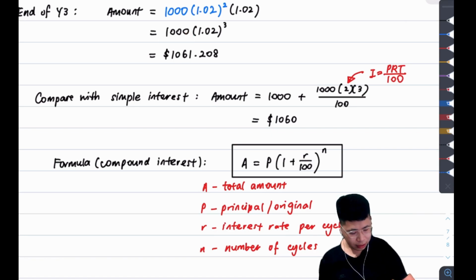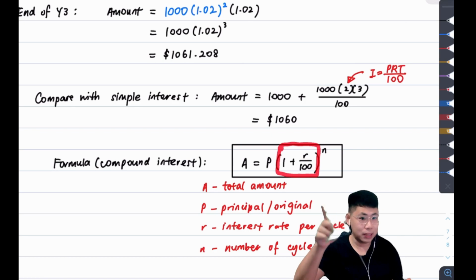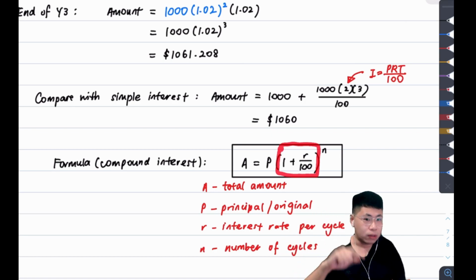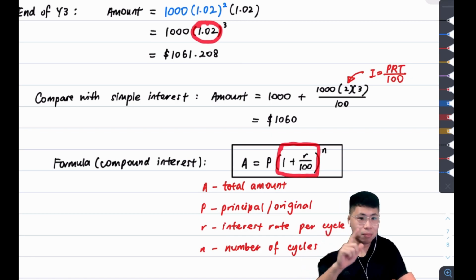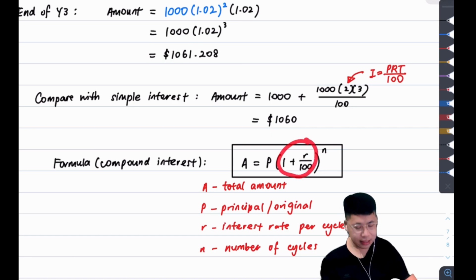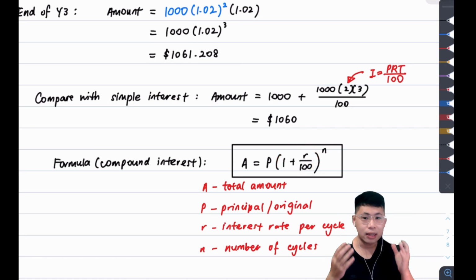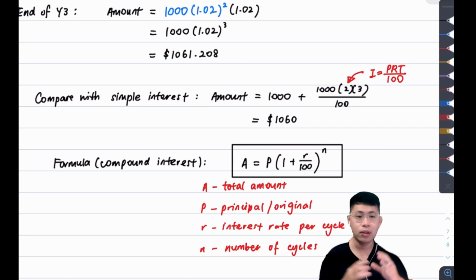Now this one is interesting, the 1 plus r over 100. So this is 1 plus 2%. So 1 plus 2 over 100 would give us 1.02. So this thing over here will be 1 plus the interest rate over 100, so 1 plus 2%. It means it will be a total of 102% over here. This is actually the component for the interest.